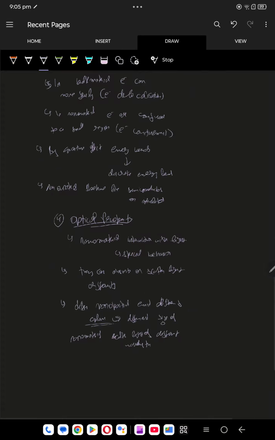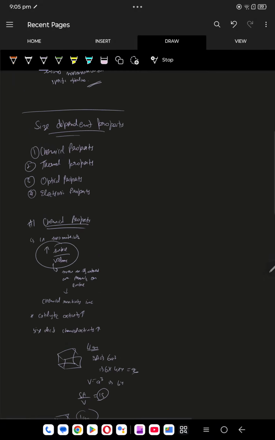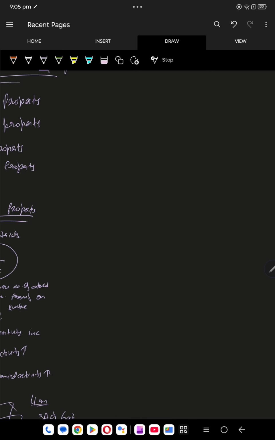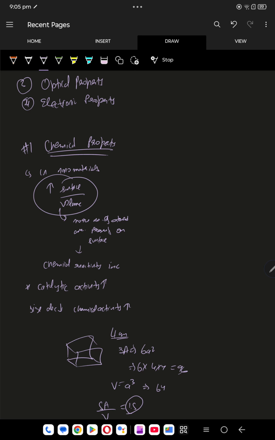So these were the size dependent properties. It's not too hard. For the first time it might be hard to remember, but at least remember the basic idea in each one. For example, I'll sum up now. Chemical property, what did we see? High surface to volume ratio. So more atoms present on the surface, so more chemical reactivity compared to bulk material. You don't have to remember everything. That's the main thing, right? At least remember a few points. And then they show catalytic activity, which helps to speed up any chemical reaction. So as the size decreases, chemical activity increases.